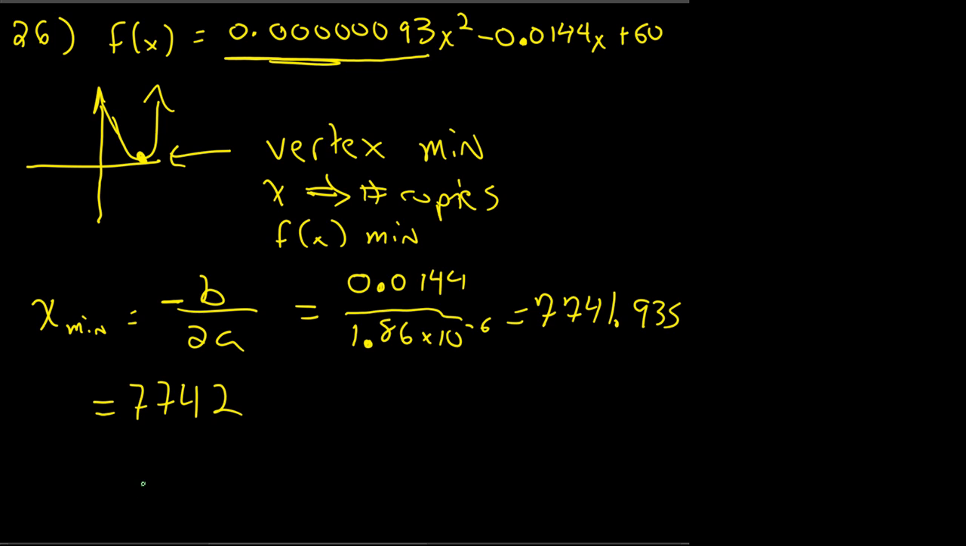Well, if I want to then find out what the minimum cost is, I'm going to plug that 7,742 copies into my f of x, and we're going to round this to the nearest tenth of a cent. So using my calculator, I'm going to take 0.00000093 times 7,742 squared minus 0.0144 times 7,742 plus 60, and I get a cost of 4.3 cents.